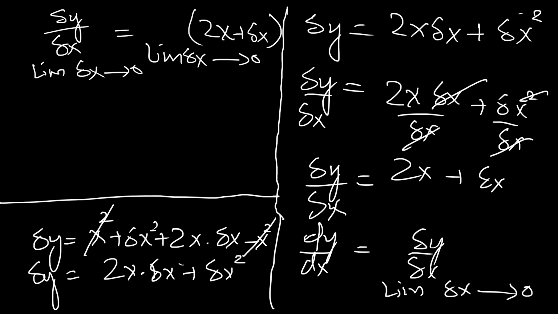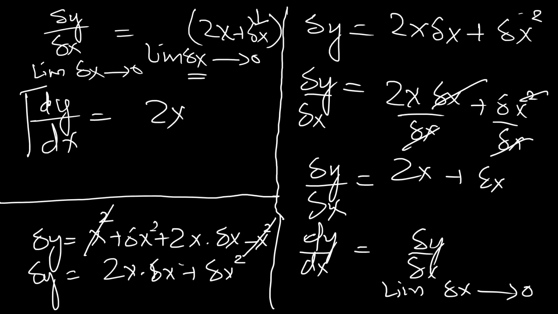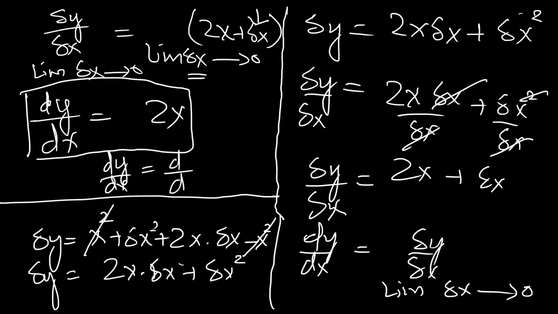Now if we apply this limit, the left hand side will become dy by dx, the definition of derivative, and on the right hand side, when we put partial x equal to 0 here, it will become 2x. So that's the derivative: dy by dx, or d over dx of x square, is equal to 2x. So that's the derivative of x square by the first principle. That's all for today. Thank you.